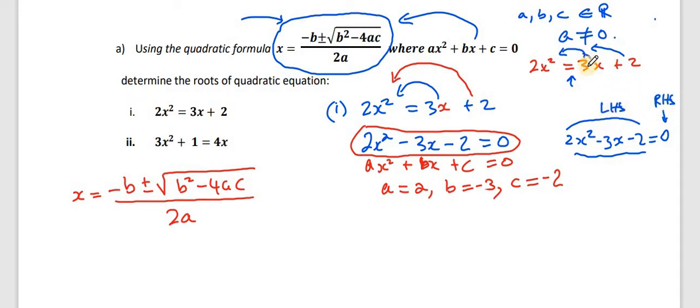So the 3x moves from the right hand side to the left hand side from plus 3x to minus 3x. The plus 2 moves from the right hand side to the left hand side as minus 2. So because I moved the 3x and the 2, I'm left with 0 on that side. Was that clear?